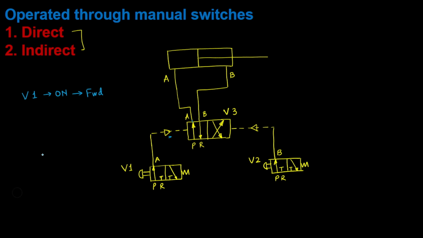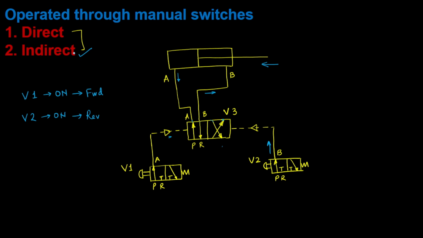So in that case, when V2 is on, then the pressure line here will be high, and it means the pressure will go to this point, which is here. Pressure will go here, and from here it will come back. So it means from here it will move. So in that way it will go to the opposite direction, that is reverse direction. So this is an example of indirect control.